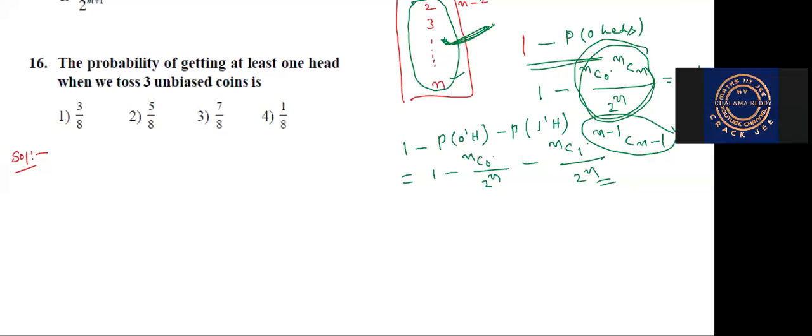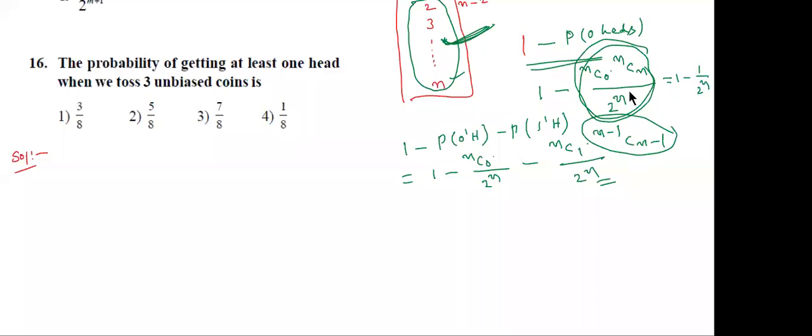The probability of getting at least one head when we toss 3 unbiased coins. 3 coins tossed. What is n of S? 2 power 3, that means 8. What is the event here? E is the event of getting at least one head.